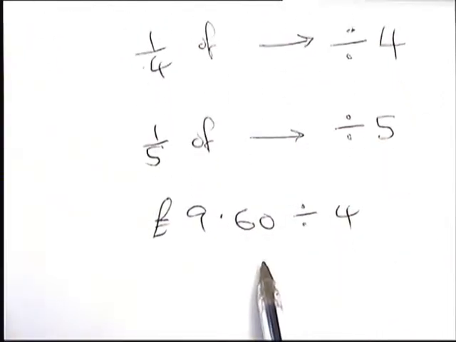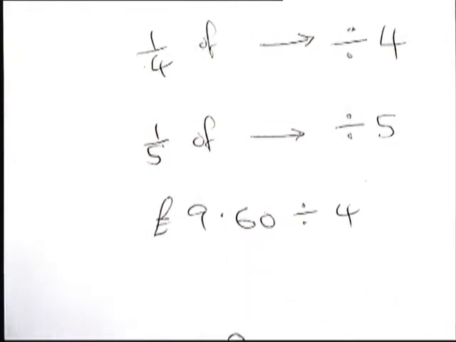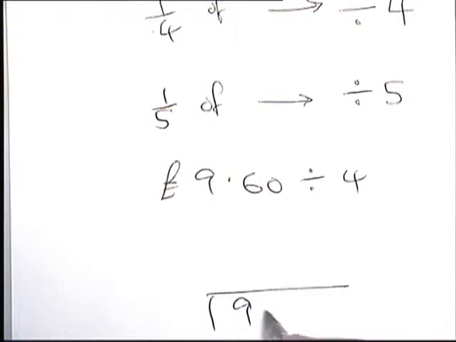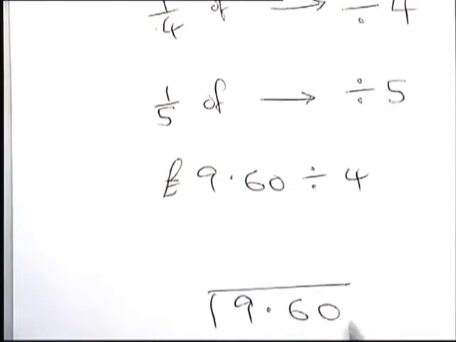And we can get rid of the decimal point to make it easier. £9.60, we could change it to 960p. We've done that before. This time I'll keep it in and show you how to deal with that. So we're going to use the bus stop method. My £9.60 goes inside, the 4 goes on the outside.